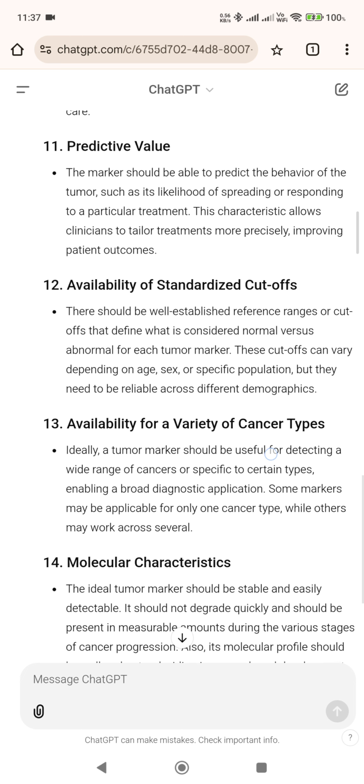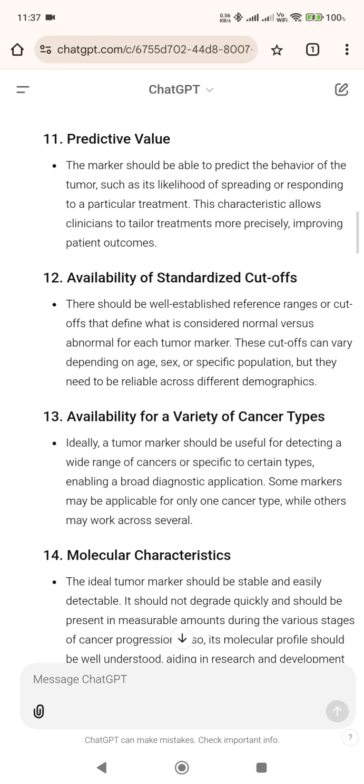11. Predictive value. The marker should be able to predict the behavior of the tumor, such as its likelihood of spreading or responding to a particular treatment. This characteristic allows clinicians to tailor treatments more precisely, improving patient outcomes.